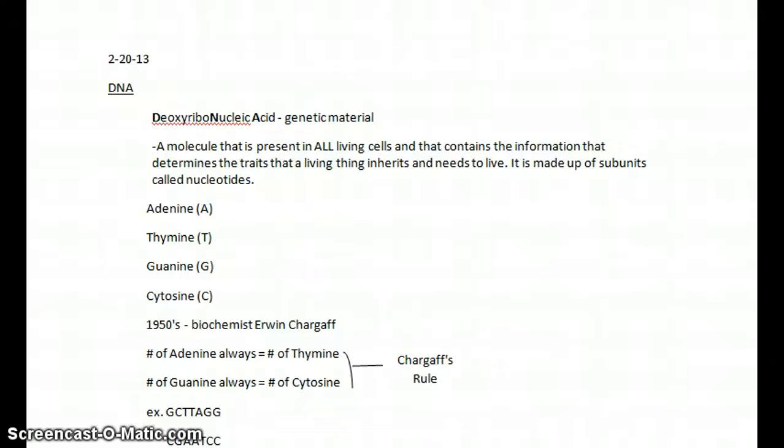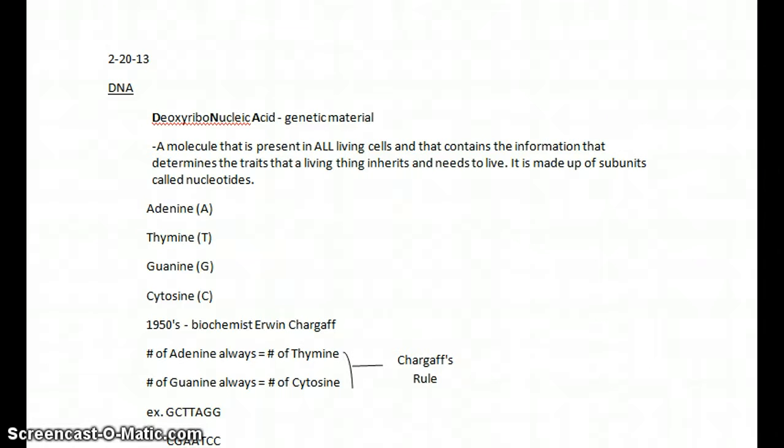DNA, deoxyribonucleic acid, which is genetic material. DNA is a molecule that is present in all living cells and that contains the information that determines the traits that a living thing inherits and needs to live. It is made up of subunits called nucleotides.